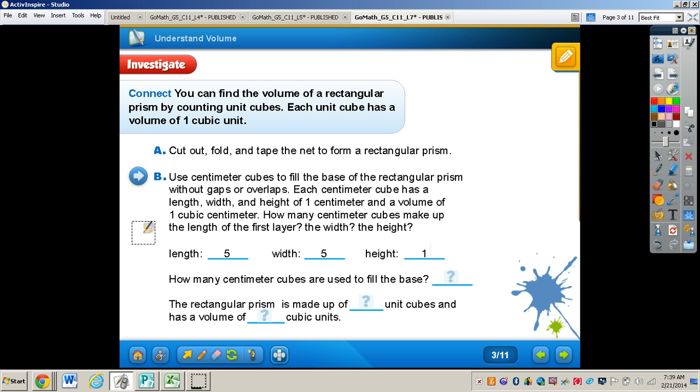Okay, now based upon this, you can look at your rectangular prism that you've created and you can see how many centimeter cubes are used to fill the base. You can see 25 centimeter cubes are used to fill the base. Okay, now the rectangular prism is made up of 8 unit cubes and has a volume of 8 cubic units as well. So you can take a look at that as you are looking at your rectangular prism that you have created.